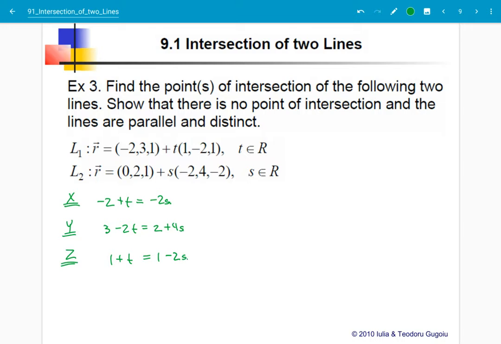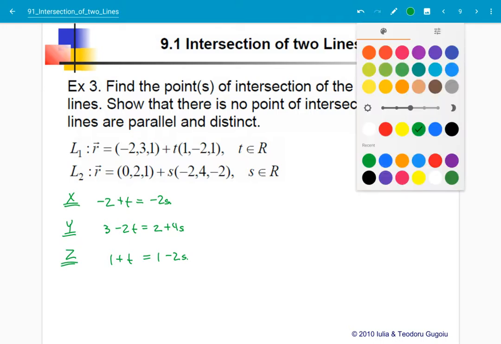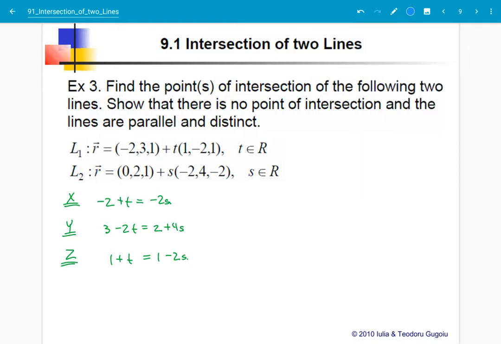I'm really noticing something about the x and y equations, and I don't have to. I could work with any two out of the three, but let me number these up. If I take 1 and subtract 3, you'll see what I mean. I get -2 minus 1, which is -3. T minus t, the t's disappear. I get nothing minus 1, so -1. -2s minus -2s, there's no s's. This is inconsistent. So no solution.